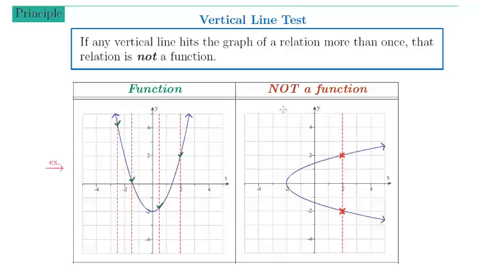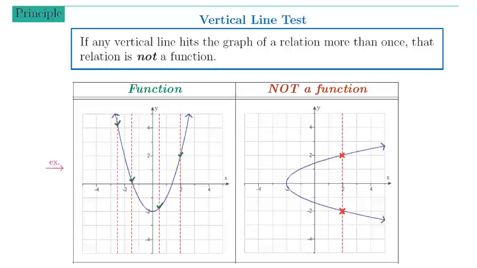On the right, let's take a look at this relation, again defined by the blue curve. To perform the vertical line test, we only need to put one red dotted line, one vertical line. Notice it hits in two places on this relation, denoted by the red x's. That means this relation is not a function, for this x value 2 maps to two different y values.